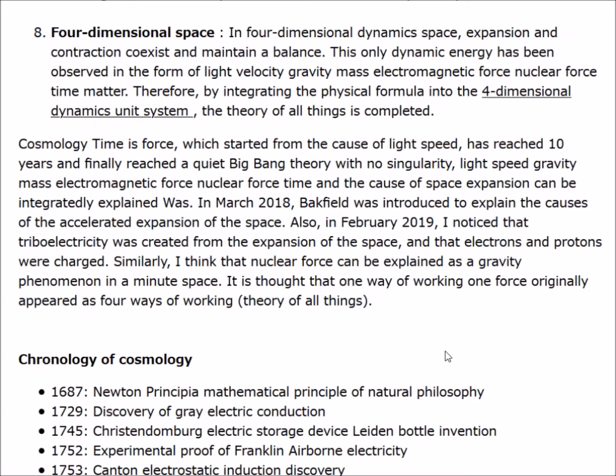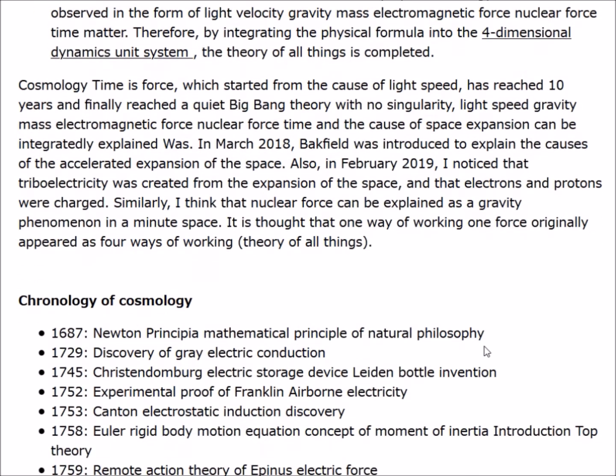In March 2018, backfield was introduced to explain the causes of the accelerated expansion of the space. Also, in February 2019, I noticed that triboelectricity was created from the expansion of the space, and that electrons and protons were charged. Similarly, I think that nuclear force can be explained as a gravity phenomenon in a minute space. It is thought that one way of working one force originally appeared as four ways of working.